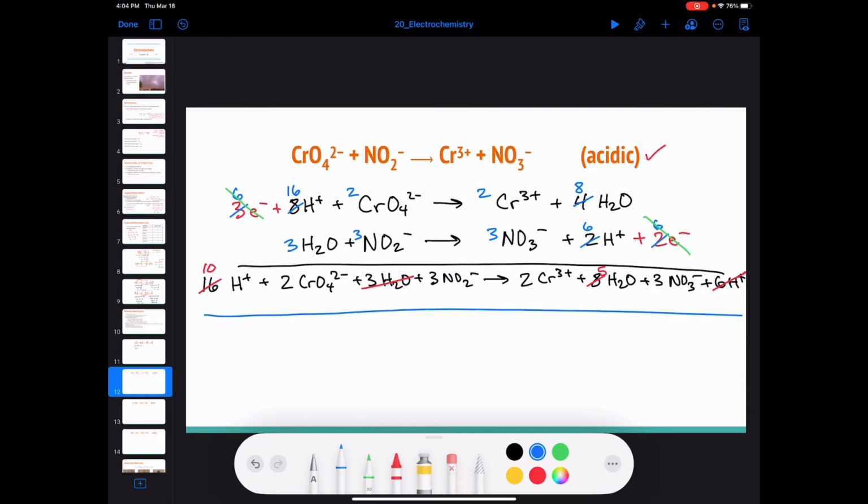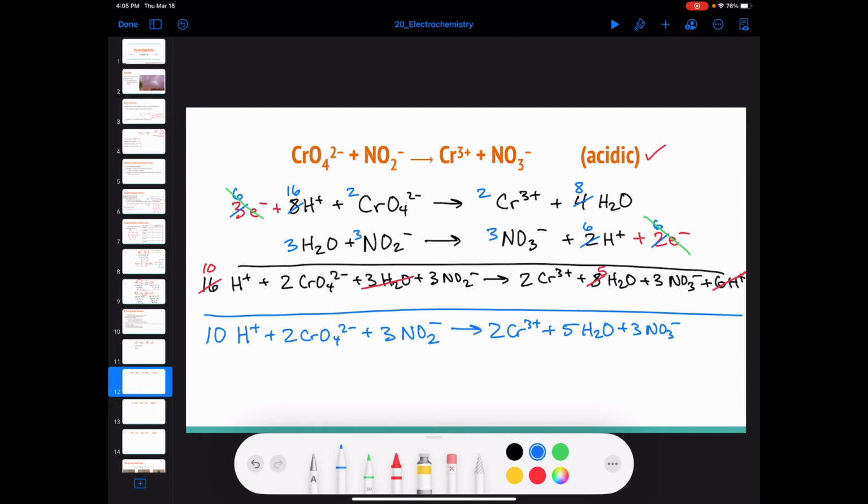now I can officially drop everything down and write the equation. So 10 hydrogen ions, 2 CrO4²⁻. Our water's canceled out, so now 3 nitrites, 2 chromium, 5 water, 3 nitrates, and my H is canceled out, so bam, everything's done, right? So that would be my officially balanced equation.